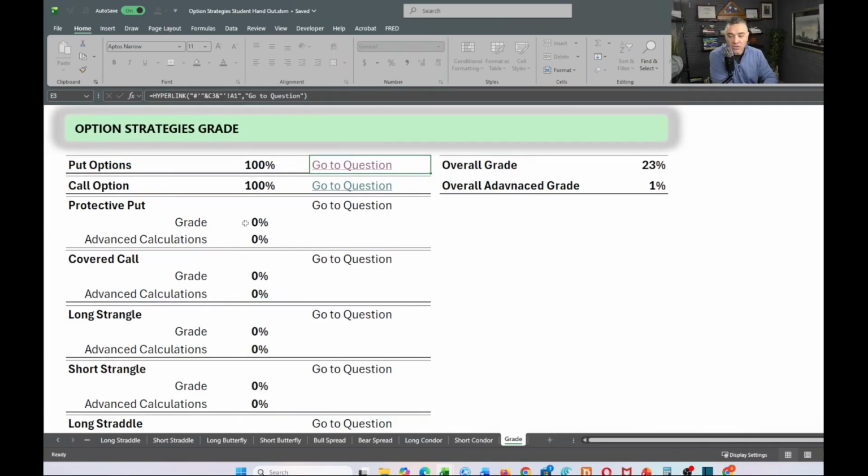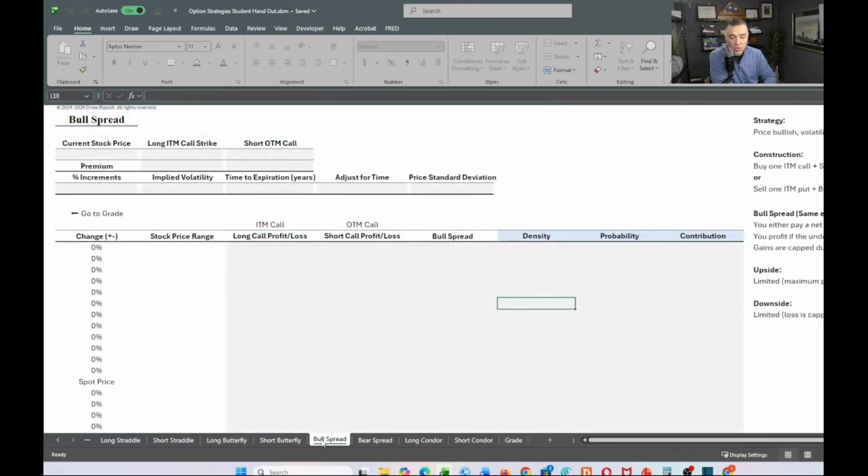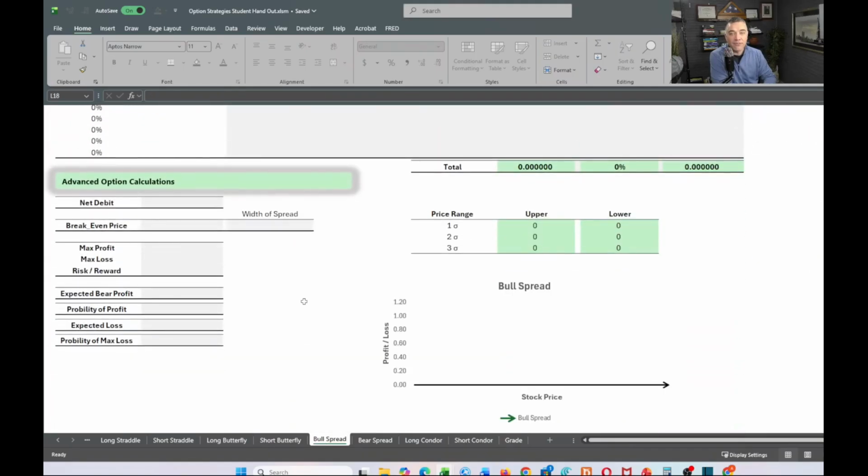You've got two things here. We've got 100%. That's the grade there. That's what this assignment is going to be about. Also on this Excel sheet, I'll have to create a different video to show this. These are the advanced calculations for our model. I'm not going to expect you to do it unless you're in an upper level course. I may have you do it.